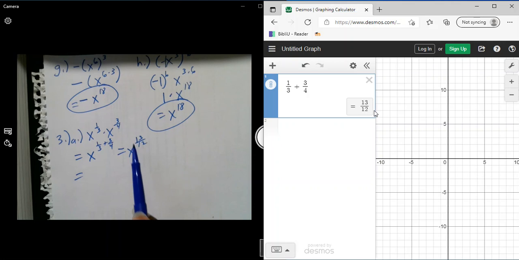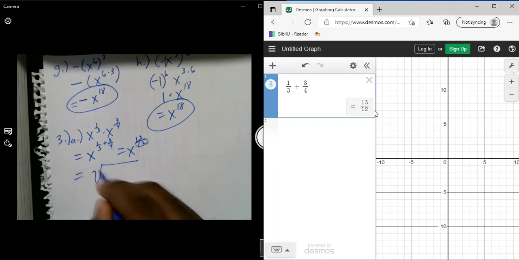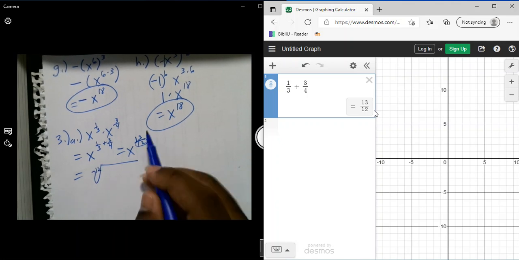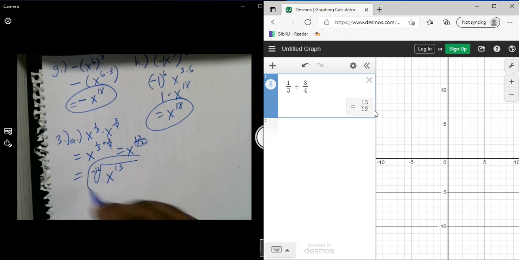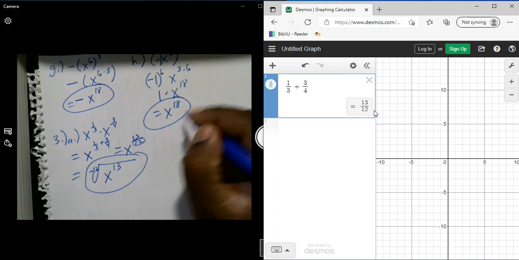Okay, now that this fraction has been simplified, because you can't, the only thing 13 and 12 have in common is positive 1. So the denominator of this fraction becomes the index of this radical. The numerator of this fraction remains with the x that goes under the radical. So this right here would be your final answer. Your final answer is the 12th root of x to the 13th power.